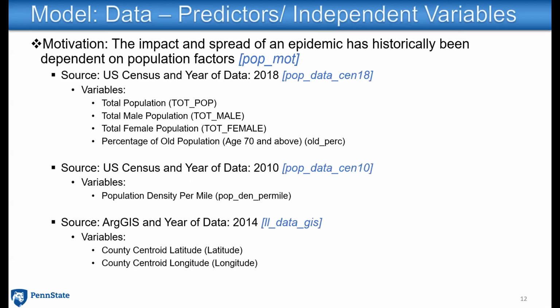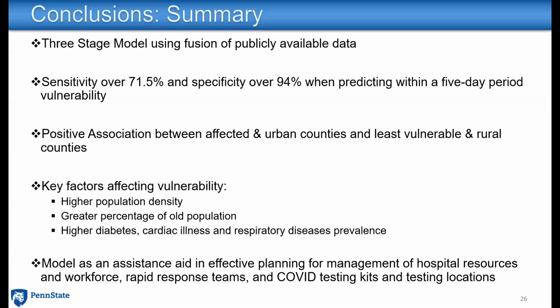Let's look at what kind of predictors we collected. The impact and spread of an epidemic is always dependent upon population factors and locality. So we utilized US Census data and data resources for the management of hospitals.